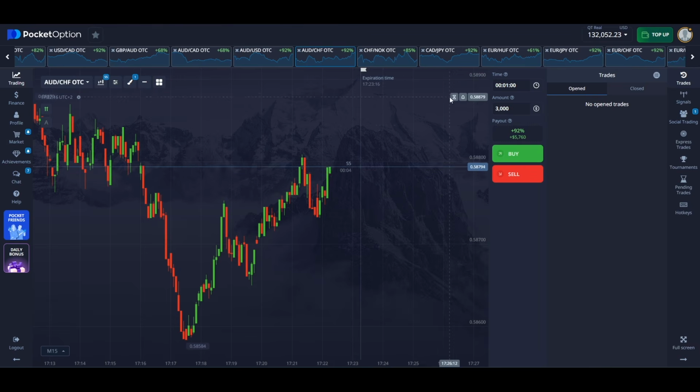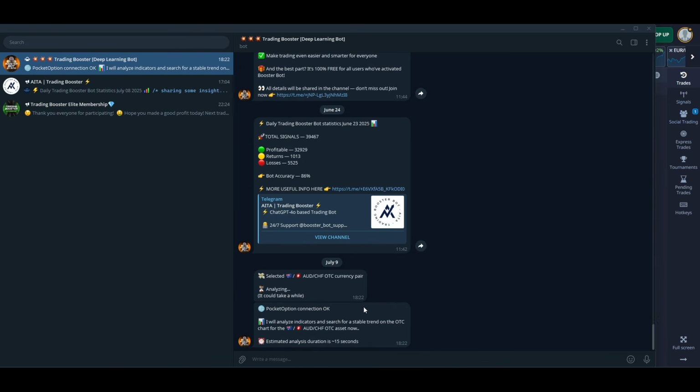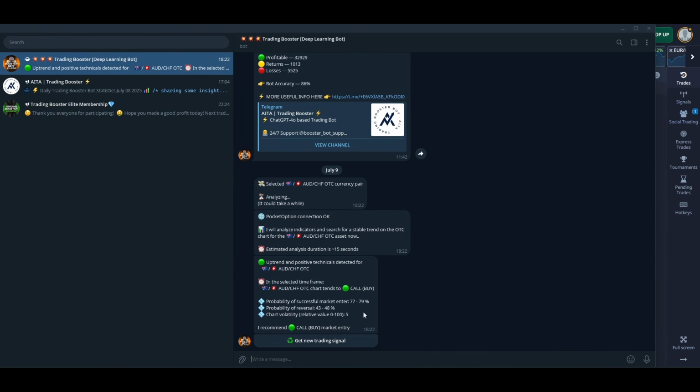The next currency pair is the Australian dollar and Swiss franc. I select it in the booster bot. The trade duration is 1 minute. I get a good buy signal. There's a pretty high chance of a reversal, so I'm skipping this signal.